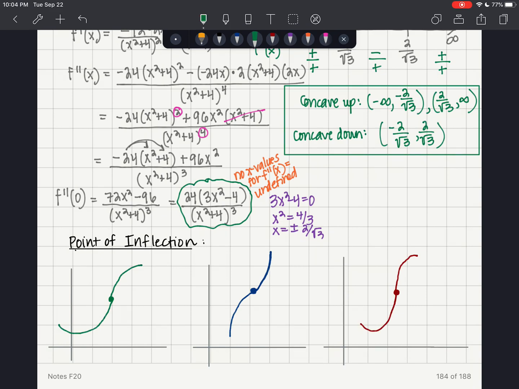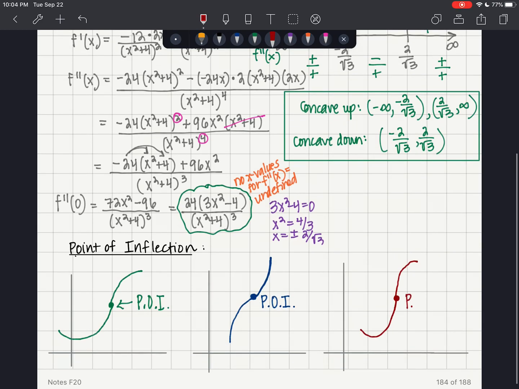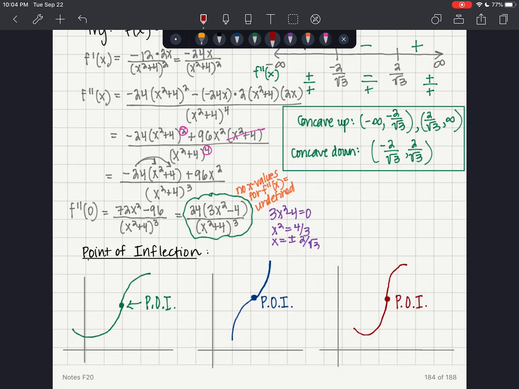So this is our point of inflection. I'm going to call it POI. That's our point of inflection, and we're going to find that point of inflection. It's an ordered pair, and it's where the graph changes concavity.